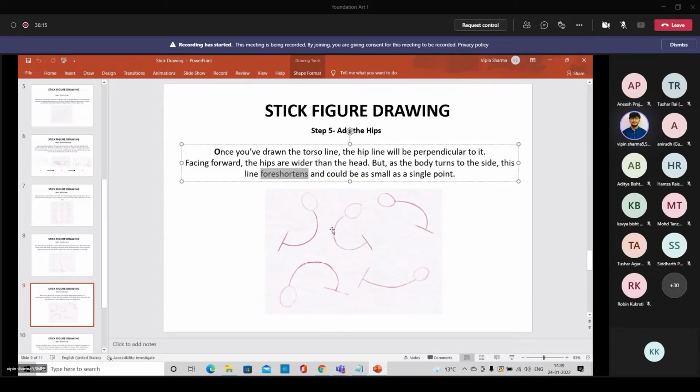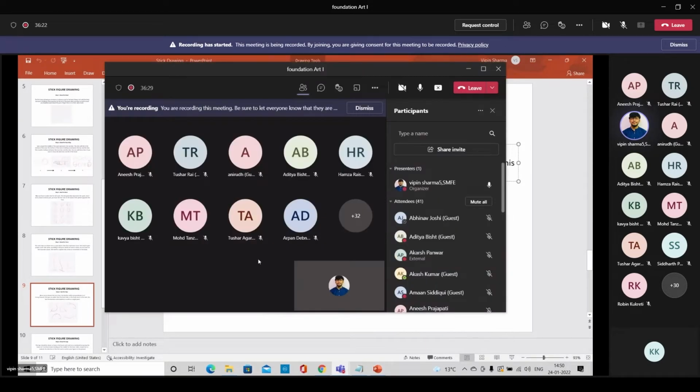Foreshort समझते हो आप लोग? You can understand about foreshort drawings or foreshortening. No, sir.